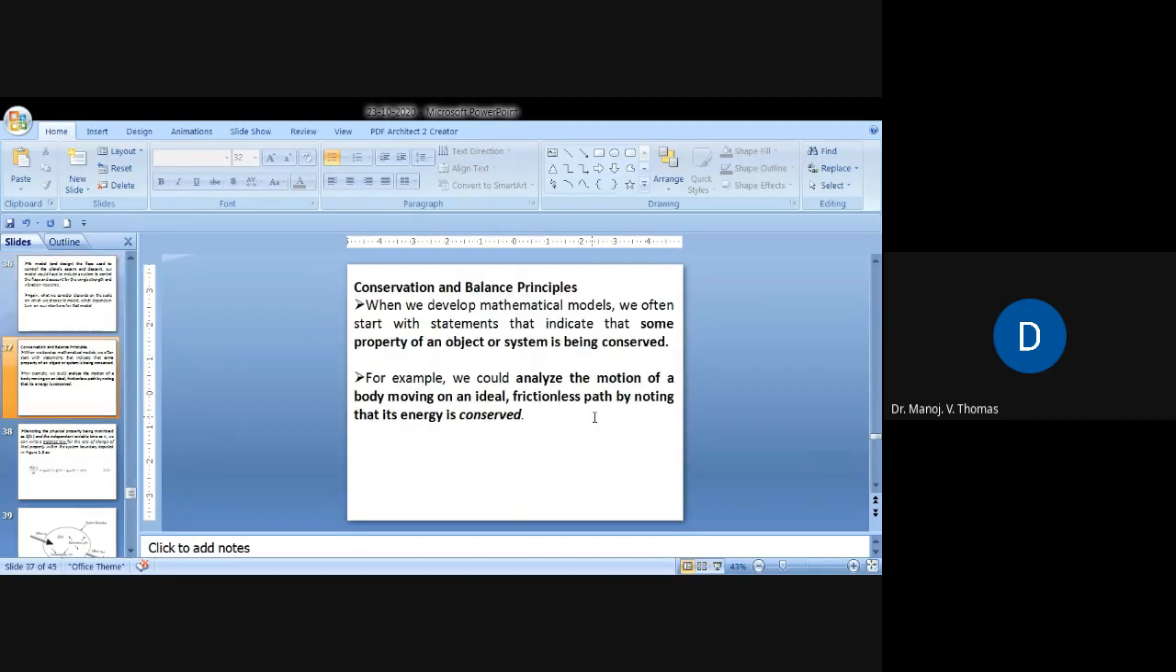Second, another mathematical principle is the conservation and balance principle. So some property of an object or system is being conserved. That is the conservation of some property. So when we develop mathematical models, we often start with statements like: some property of an object, for example energy, is conserved. When an object is falling from a height, its potential energy is converted into kinetic energy. So, conservation of energy.